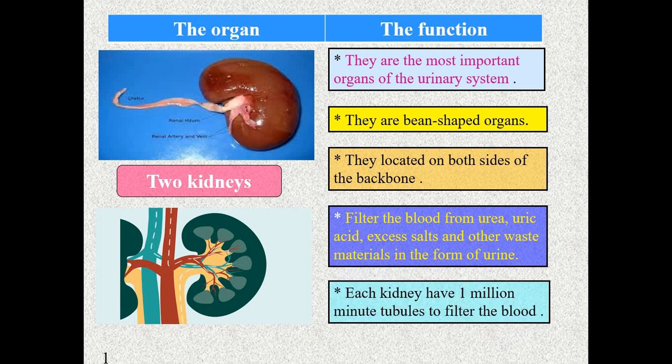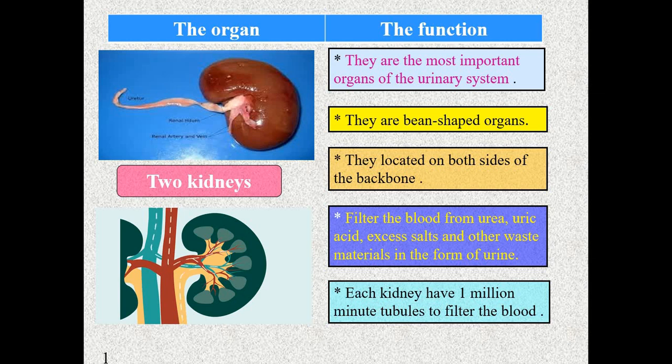Each kidney has 1 million minute tubules to filter the blood. 1 million very small tubules to filter the blood. Look at the kidney: inside it are very small tubes that filter the blood.